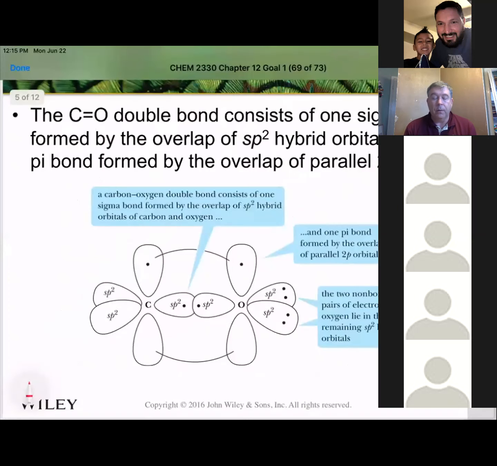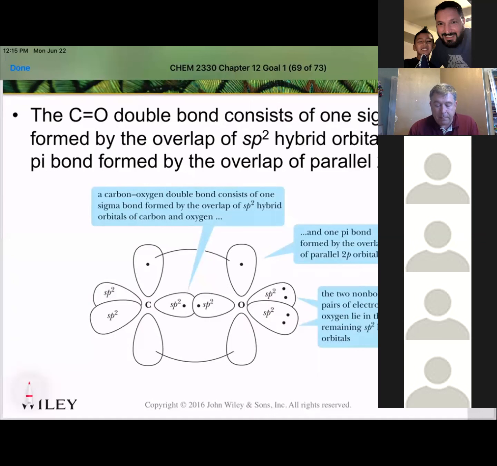Okay, so let's talk about why this happens and what makes it so reactive, and what its hybridization is. So the first thing we think about is that the carbon itself is sp2 hybridized, meaning it has an electron in that p orbital. And the oxygen is also sp2 hybridized and has one electron in that orbital.